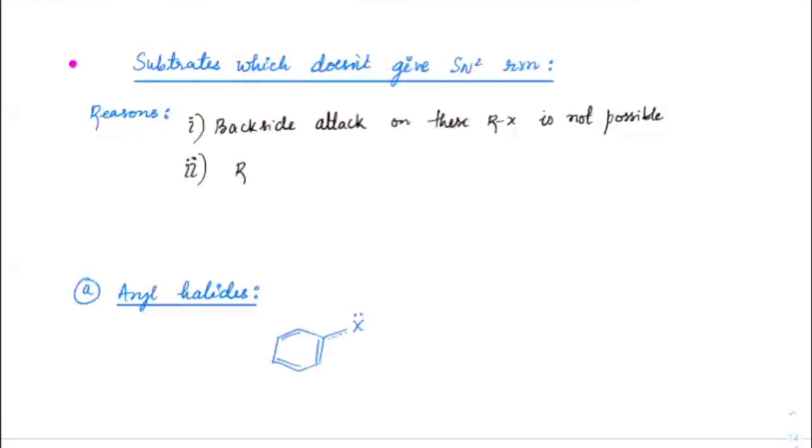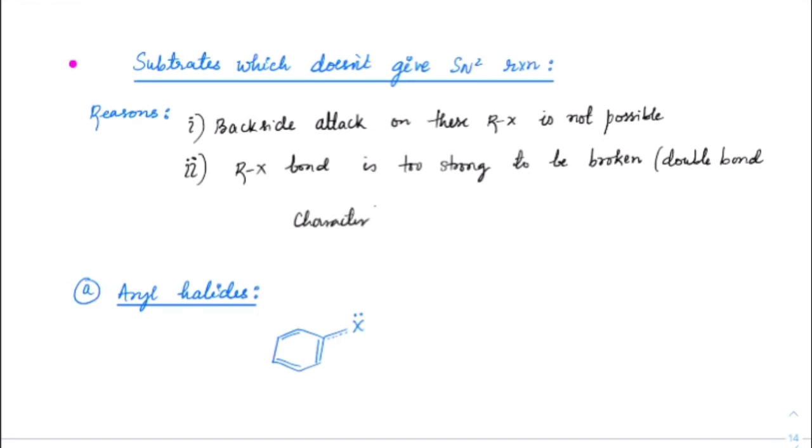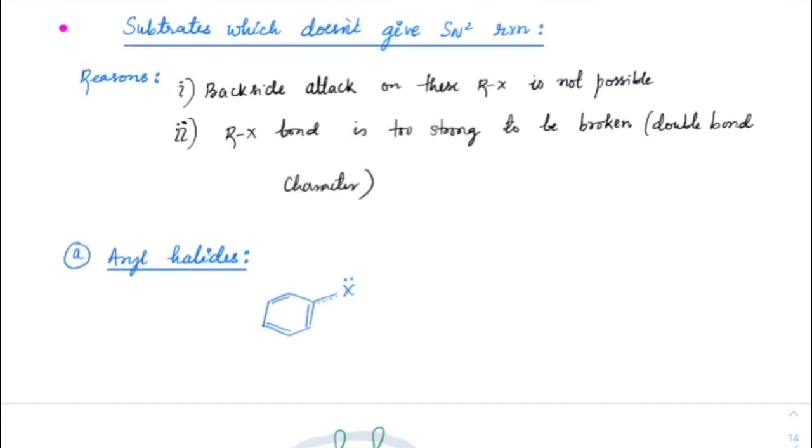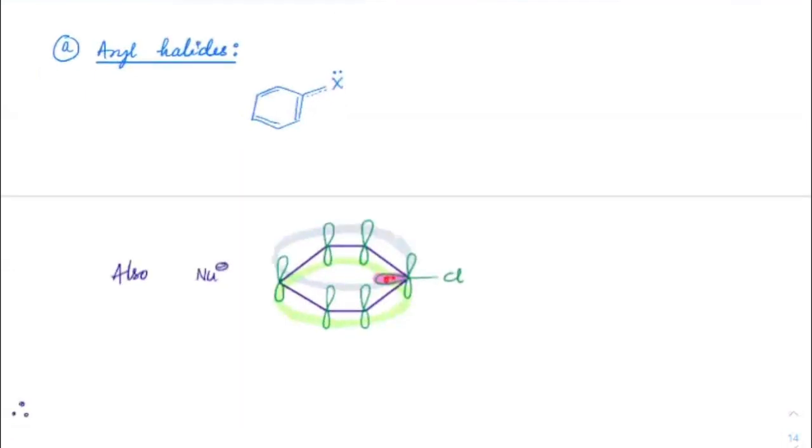Second is the R-X bond is too strong, too strong to be broken. This usually happens when you have double bond character arising, when we get double bond character between carbon and the leaving group. So remember, every time you will come across these two important reasons when it comes to reactions where SN2 is not happening. So we'll figure out which are the cases, starting with aryl halides.